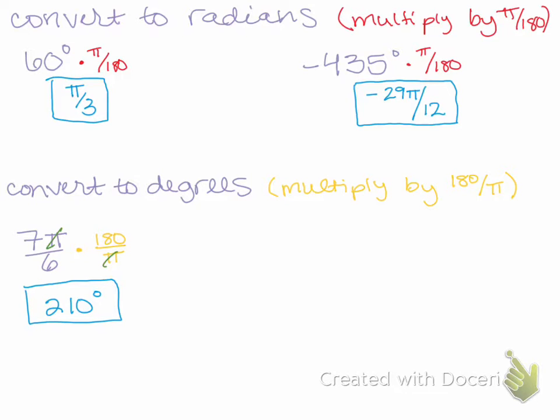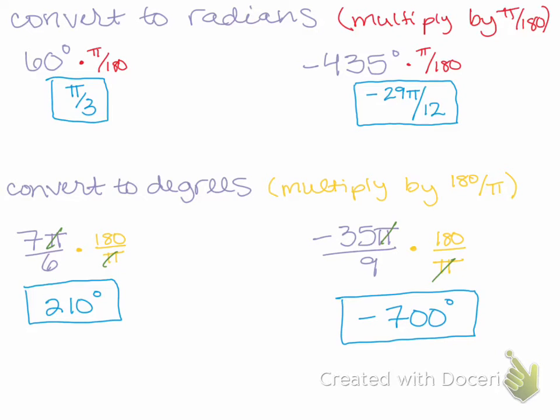All right, one more example. Let's convert negative 35 pi over 9 to degrees. So we're going to multiply by 180 over pi. Again, notice I have a pi in the numerator, a pi in the denominator. They're going to divide out. So what I'm going to put in my calculator is negative 35 over 9 times 180. Okay, when I put that in my calculator, I should get negative 700 degrees. All right, so that's how you convert from degrees to radians or radians to degrees.